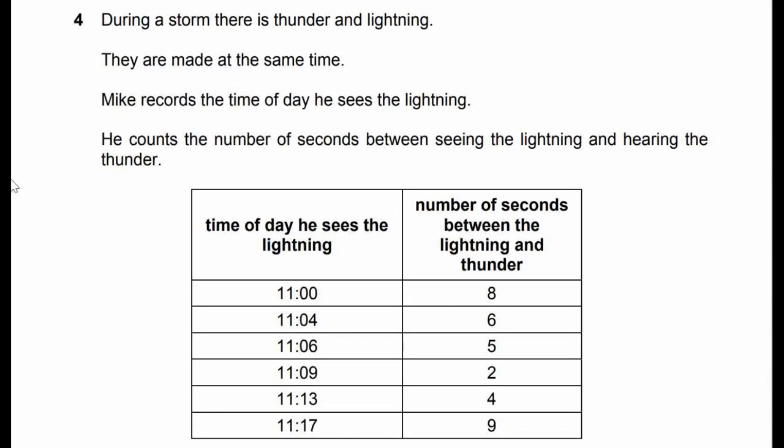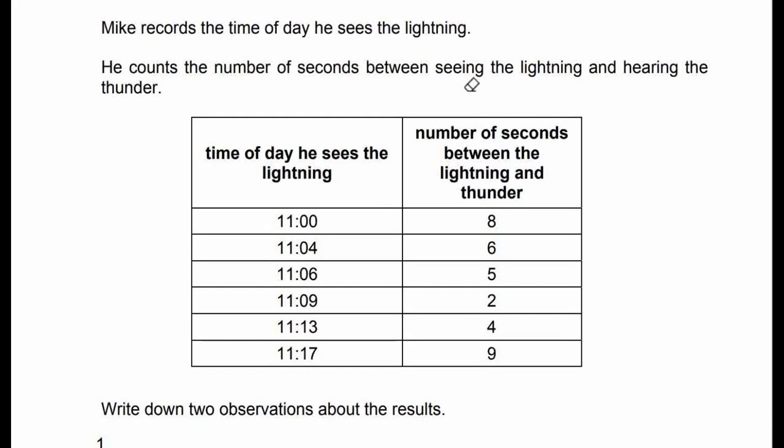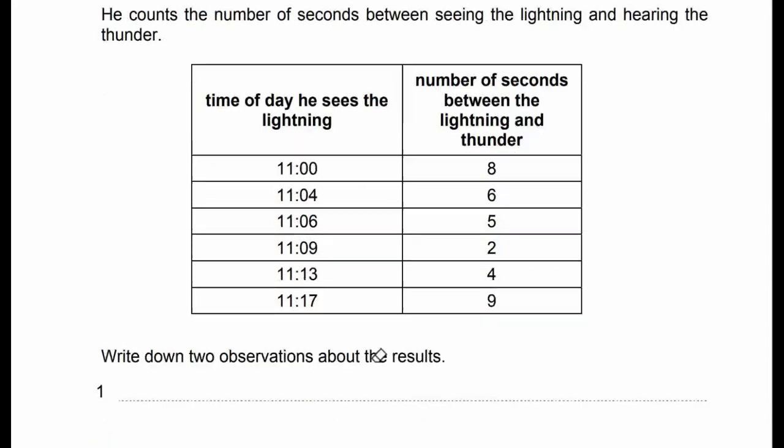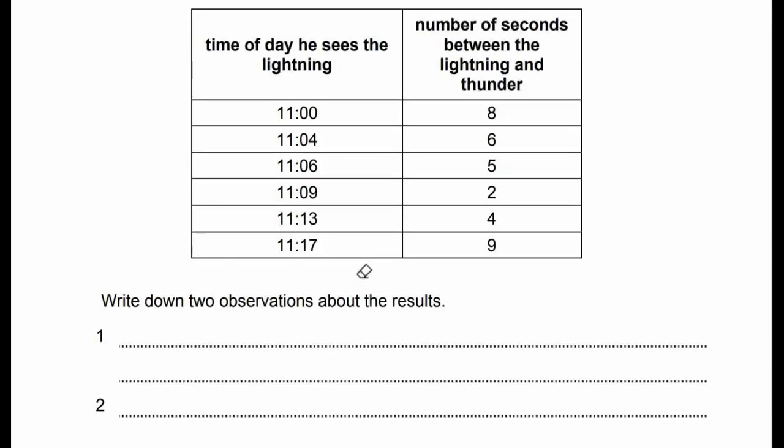Mike records the time of day he sees the lightning. He counts the number of seconds between seeing the lightning and hearing the thunder. Time of day he sees the lightning. Number of seconds between the lightning and thunder. Write down 2 observations about the results.